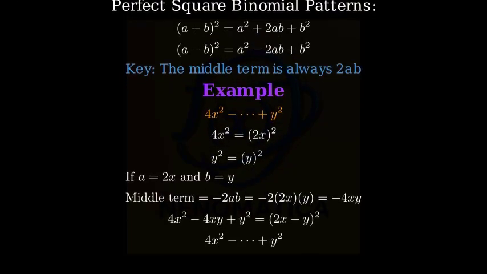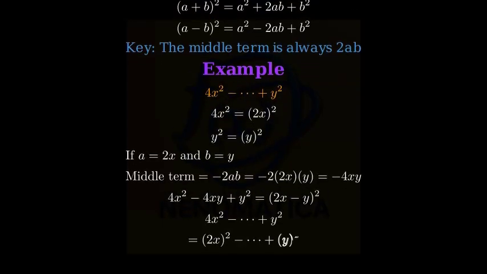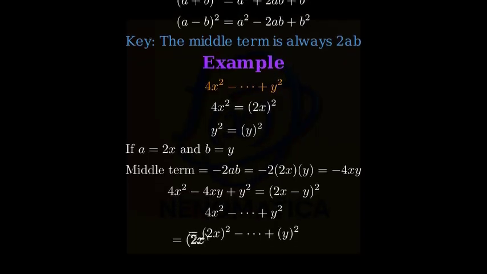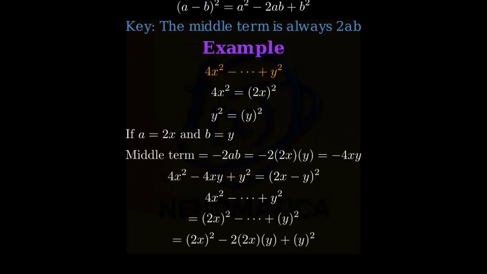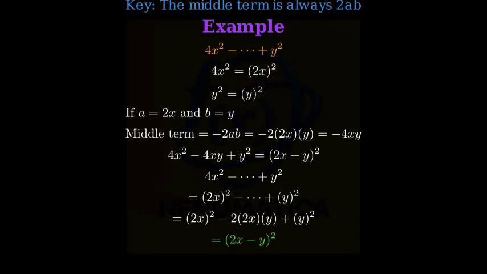We start with 4x squared ± y squared. We rewrite this as (2x) quantity squared ± (y) quantity squared. We expand this as (2x) squared minus 2 times 2x times y plus (y) squared, which gives us the final form, (2x - y) quantity squared.